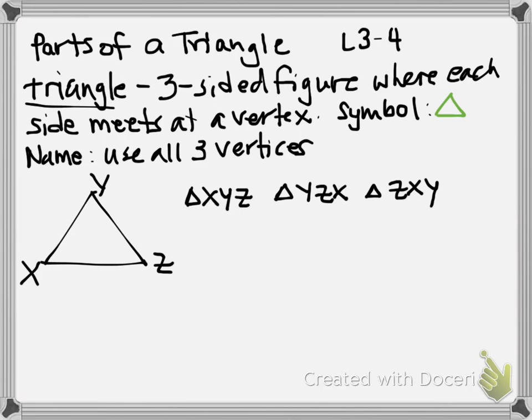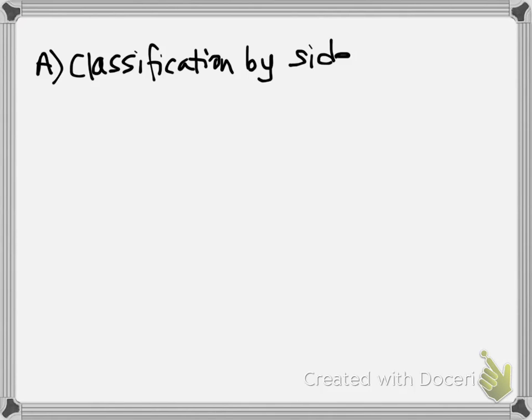Now, I think it was Michaela that mentioned something about there's different kinds, and that's what we're going to be talking about today. So we have 2 ways to classify. We have classifications by sides. So the lengths of the sides name triangles different ways. So first we have something called a scalene triangle. And what is unique about a scalene triangle compared to other triangles?